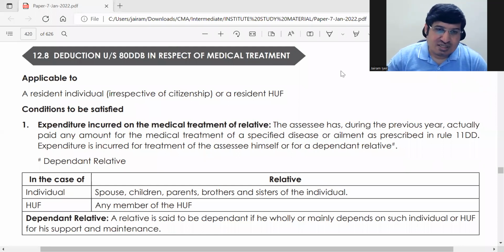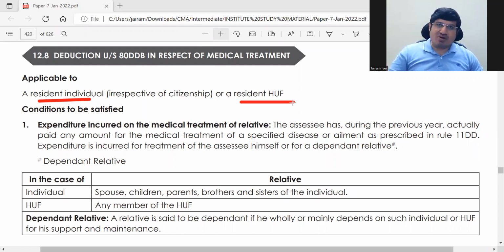Next one is 80DDB. Okay, section is 80DDB. This is also for medical expenditure. Here, if you see, you need to have a resident individual, resident HUF, same like your 80DD.